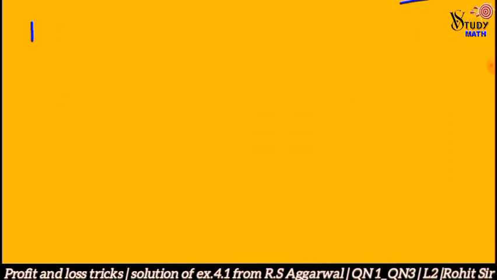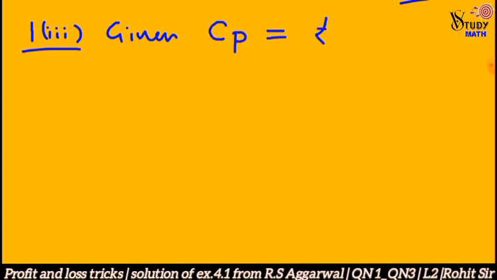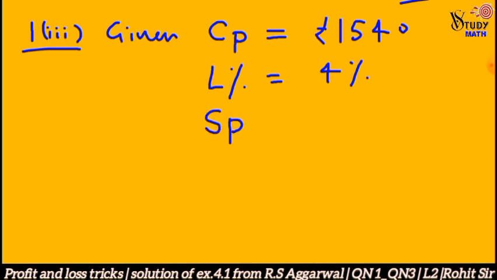The next part of question number 1 is 3, and first we have to write the given things. The given things are here CP is equal to rupees 1540, and loss percent is given here 4%. We have to find SP. SP is equal to question mark.